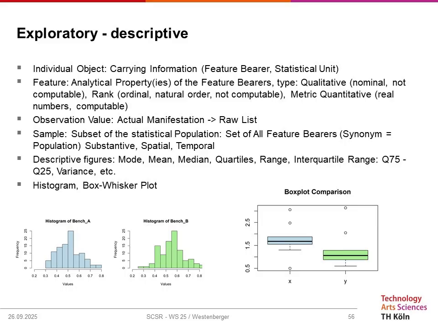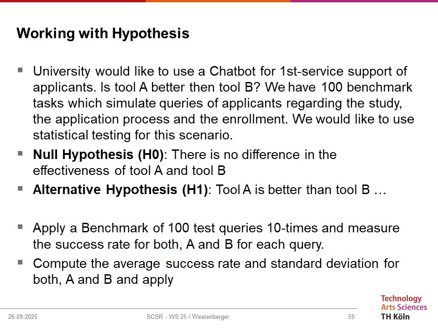Okay, let's dive into that with our chatbot A versus tool B example. We've run, say, 100 standard queries, 10 times each for both tools. We have the success rates. That's our metric data. What's the very first step? Formalize the question into hypotheses. Before you even look at the averages, state your assumptions.